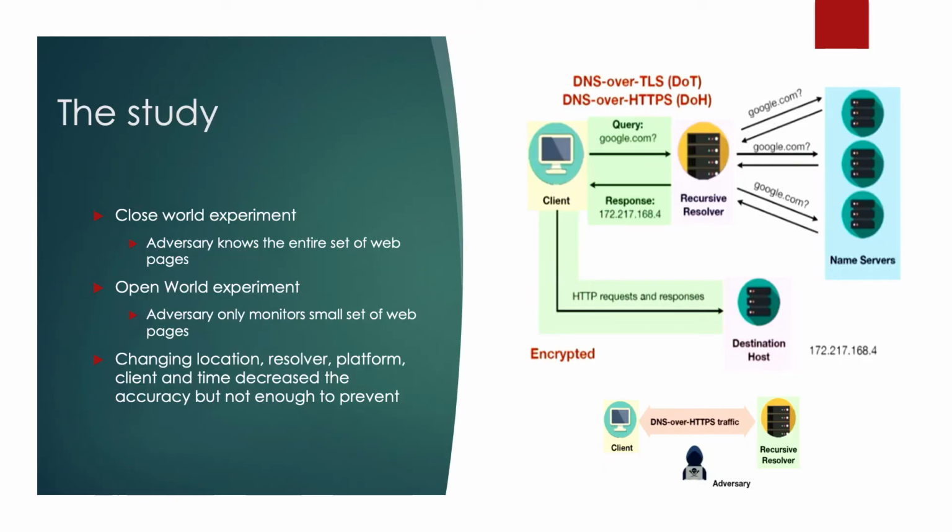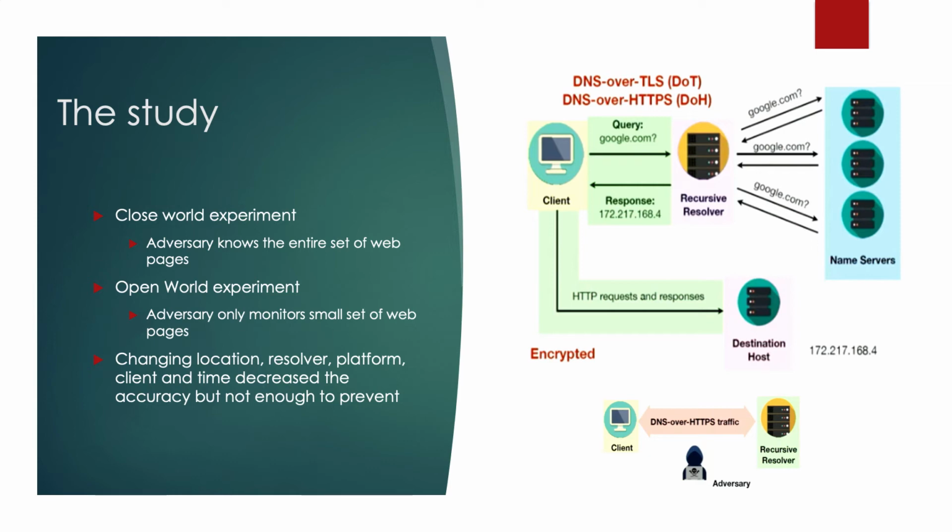And the researchers conducted two different types of scenarios. One is the closed world experiment, where the adversary knows the entire web page and is just waiting to see if you're visiting any site and identify exactly what that site is. And the second one is the open world experiment, where the adversary only cares about a small set of monitored websites and is trying to understand if you are visiting one of those sites.